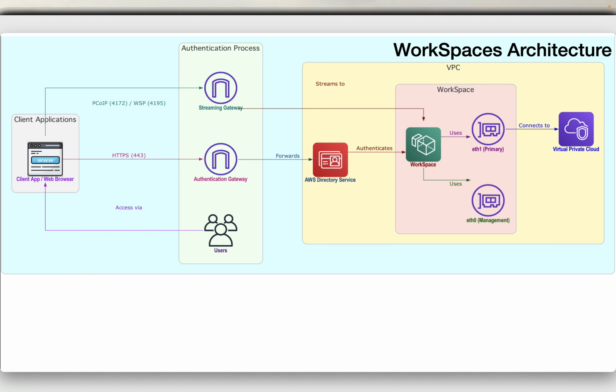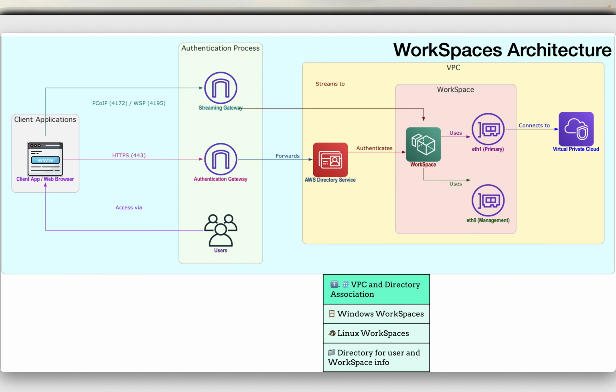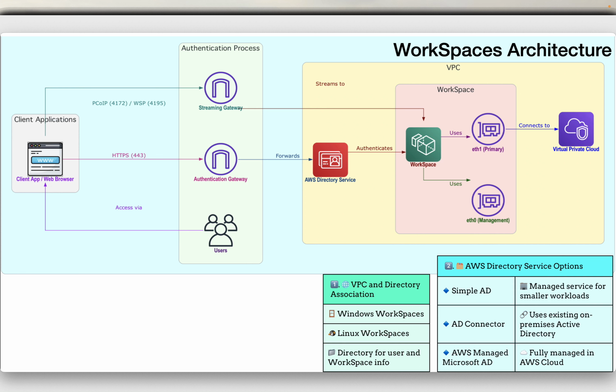So, WorkSpaces architecture. First is VPC and directory association. Each workspace, Windows and Linux, is linked to a virtual private cloud (VPC) and a directory for storing user and workspace information. Some AWS directory service options are: first, Simple AD, which is a managed directory service for smaller workloads. Then AD Connector, which allows use of an existing on-premises Active Directory. And finally AWS Managed Microsoft AD, which is a fully managed Microsoft Active Directory in the AWS cloud.